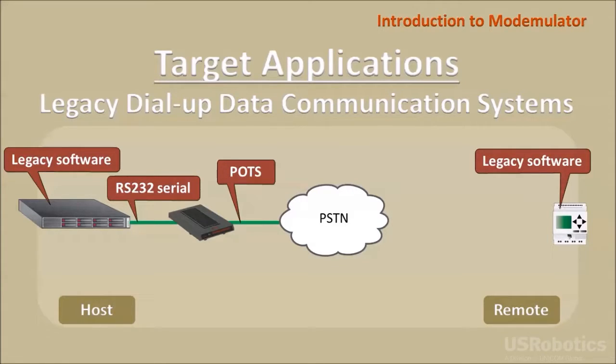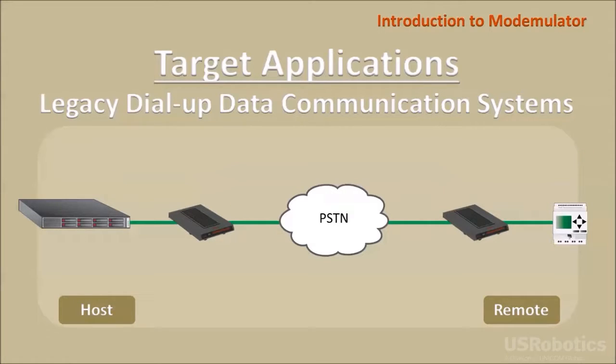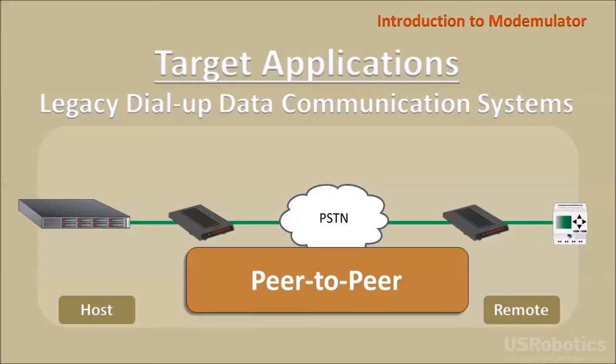One or more remote sites have a processor running legacy software that communicates with an analog modem over an RS-232 serial interface, and the modem connects to the telephone network using plain old telephone service. A communication system that uses analog modems and the telephone network is classified as a peer-to-peer communication system, in which the network allows either end to initiate or answer a connection, and the modems can initiate or answer without being reconfigured.